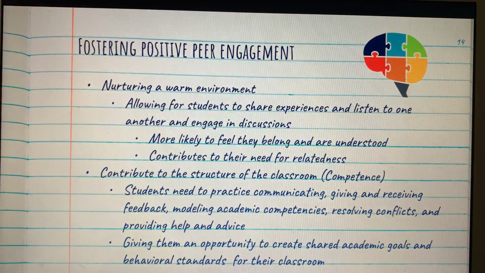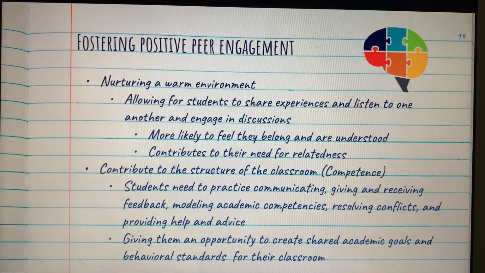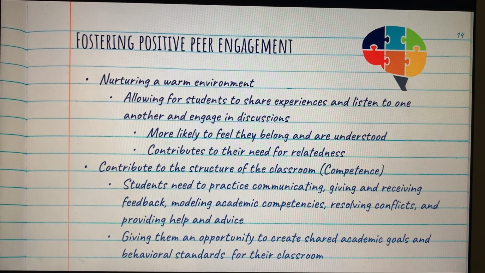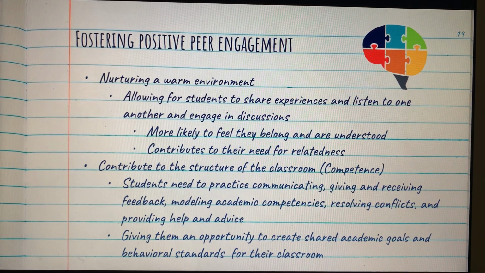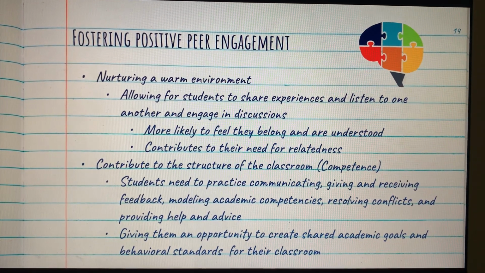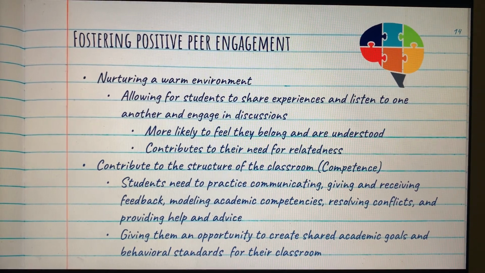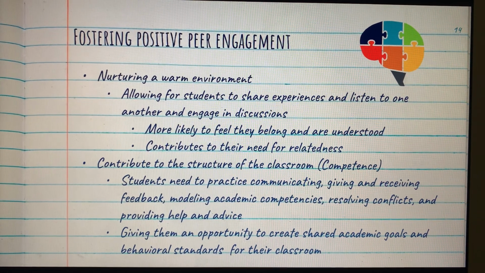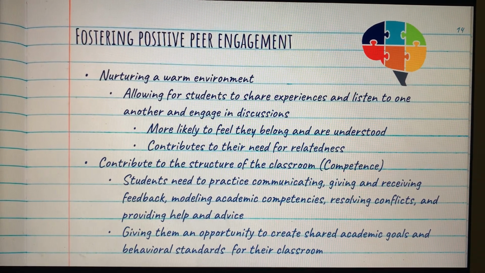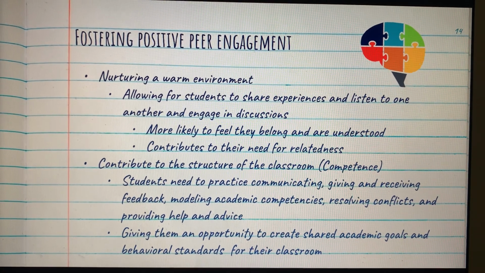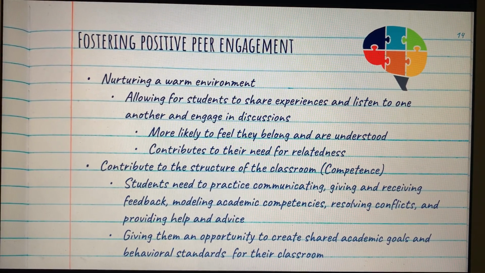So in order to foster this positive peer engagement and peer relations within the classroom, you can provide a nurturing and warm environment. Allowing students to share experiences, listen to one another, and engage in discussions leads to them being more likely to feel like they belong and are understood, and can contribute to their need for relatedness, forming bonds with others.